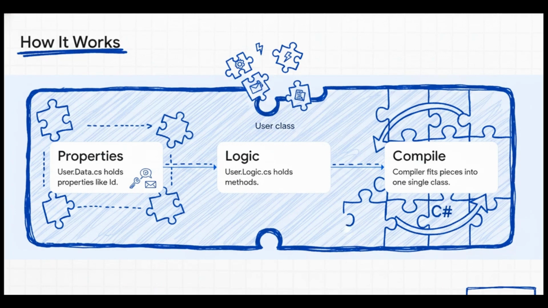Think of it literally like a giant jigsaw puzzle. You could have one piece, let's say a file called user.data.cs, that just holds the properties, like ID and email. Then you have a second piece, user.logic.cs, that holds the methods, like send welcome email. They're completely separate pieces, but when you compile your project, the C# compiler finds all these pieces and snaps them perfectly together into one single unified user class.